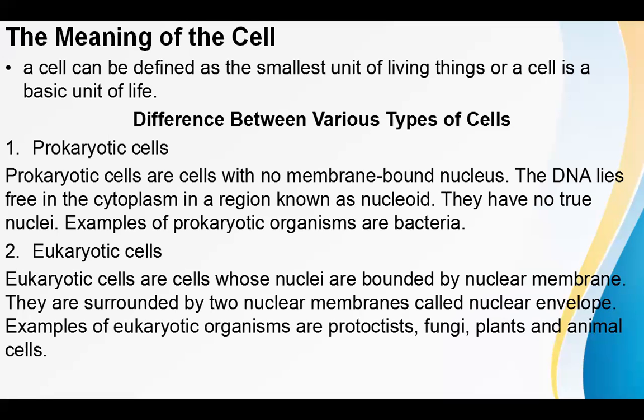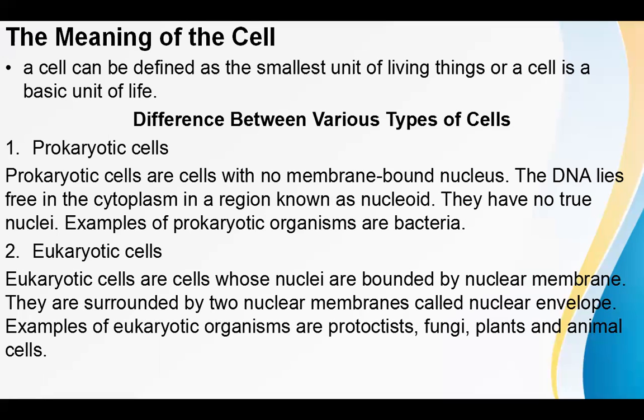So the DNA lies free in the cytoplasm in a region known as the nucleoid, and they have no true nucleus. This means that the nucleus you cannot see clearly. So examples of prokaryotic organisms are these bacteria. The second one is the eukaryotic cells.